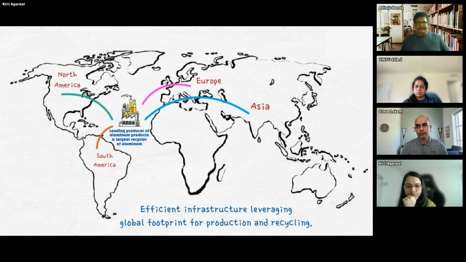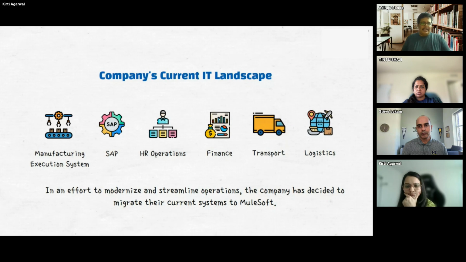Yeah, next slide, please. So as I said, considering the heftiness of their operation, they have systems in TIBCO applications that I would not say are monolithic, but hefty systems in manufacturing, HR operations, SAP, finance, transport, logistics, and everything is relying on TIBCO's on-prem model of deployment. It is becoming really difficult for them to achieve their business goals with the speed at which the world is moving, and to achieve the same kind of efficiency with these legacy systems. Can we have the next slide, please?